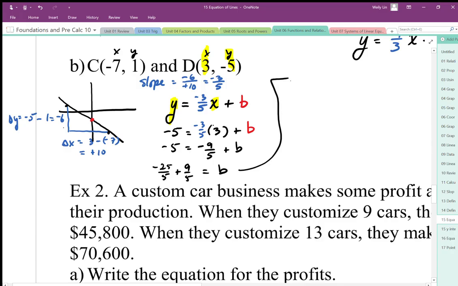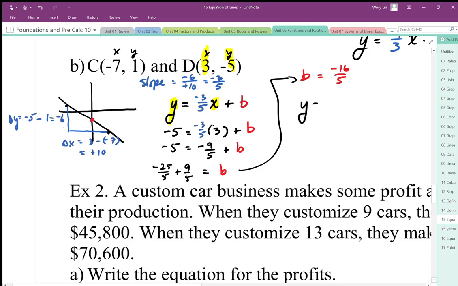Running out of space there, so I'm going to write over here. My b value, when I put that together, -25 plus 9 is -16 over 5, and I'm going to leave it as a fraction. So I've solved for b.